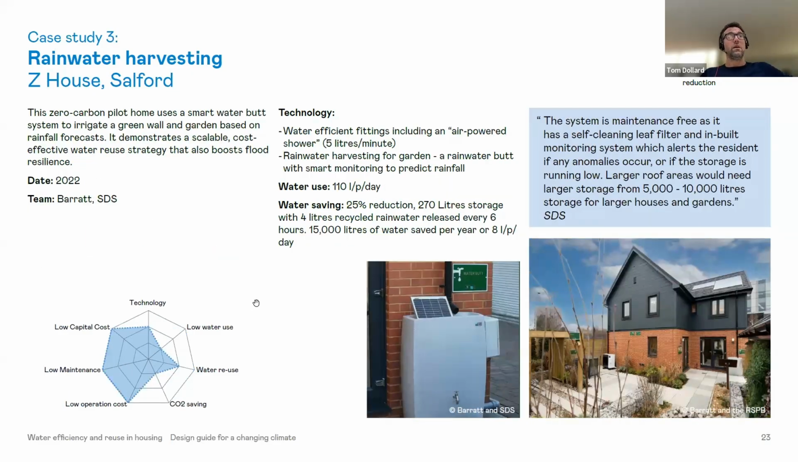Third case study in Salford, so the Z House. Quite a simple approach, really. It's focusing on stage 1 and stage 2, but this is the smart rainwater butt. Smart being that it can connect to the internet, can see when it's going to rain, and it can manage how that water is being used in the garden. Again, that's something that could be scaled up relatively simply across individual houses.